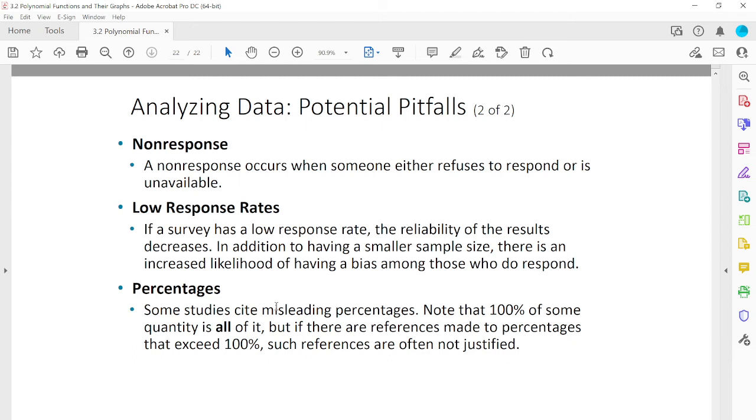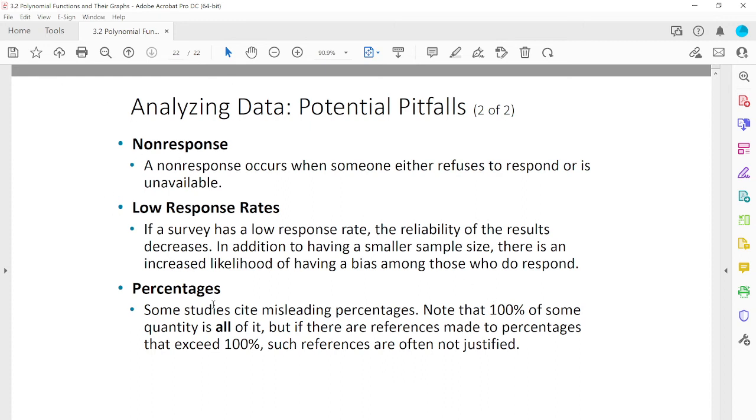Sometimes you don't get a response. Sometimes the response rate is very, very low. And sometimes some studies cite a misleading percentage. Note that 100% of some quantity is all of it. But if there are references made to percentages that exceed 100%, such references are often not justified. So we have to keep this in mind while analyzing the data.